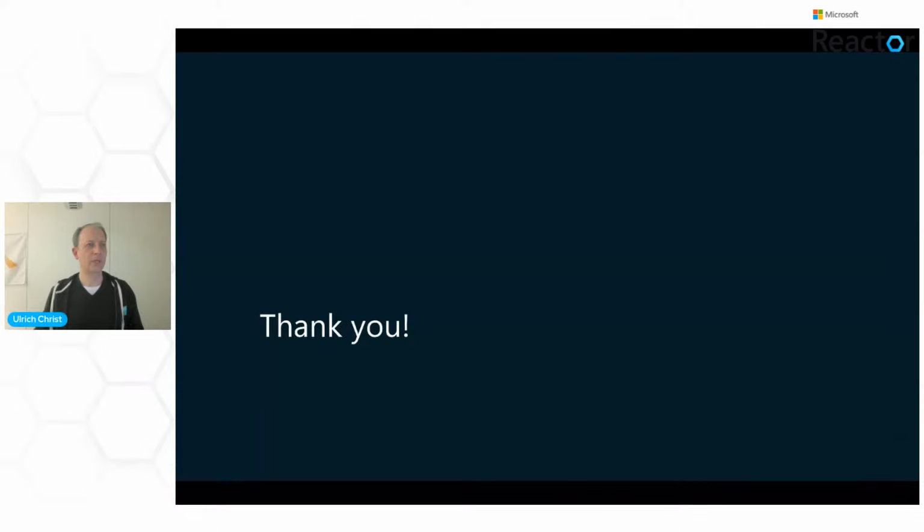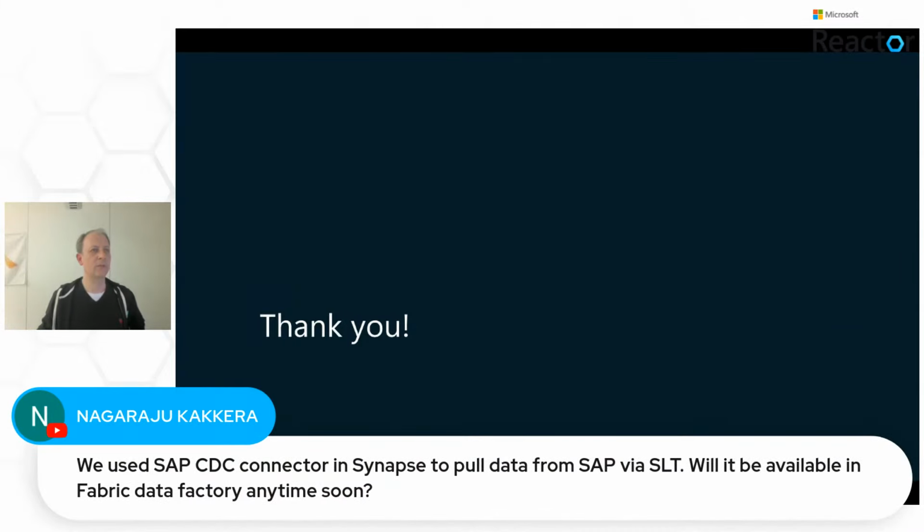Can we also use Datasphere replication views and then use ADF to get the data? That was not a question, it was a statement. We used the SAP CDC connector in Synapse to pull data from SAP via SLT. Will it be available in Fabric anytime soon? Well, given SAP's stance on the usage of the ODP framework, we do not plan to bring something like the CDC connector into Fabric at the moment. As I said, for change data capture, our concept is mirroring, specifically open mirroring with all these partner solutions. That will give you very similar capabilities.